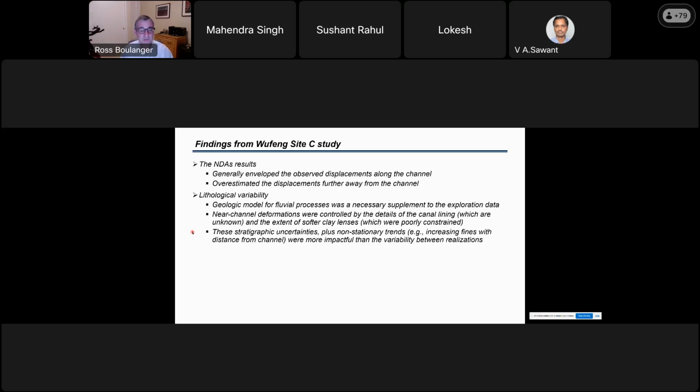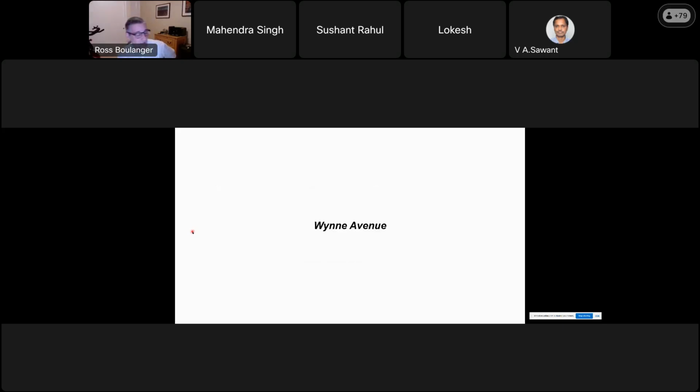And that in the end, these kind of stratigraphic uncertainties plus the non-stationary trends of fines content from one location to another were more impactful than the variability between realizations. So getting the key strata was more important. 1D simplified methods, again, could not predict the differences in these patterns.